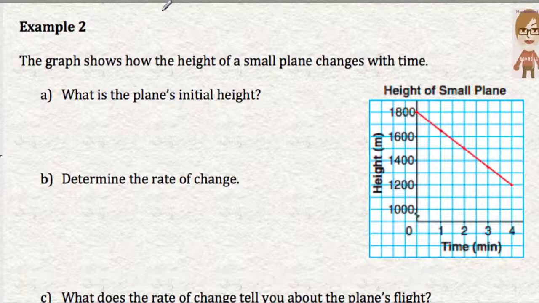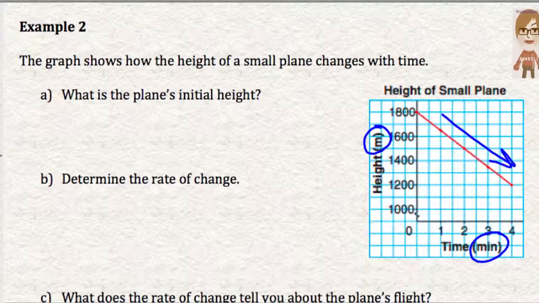Example 2, the graph shows how the height of a small plane changes with time. This one's a little different because the line is going down. What that tells me is height per minute. It tells me that the height of the plane is actually going down. The plane is becoming closer to the ground. So what is the plane's initial height? Okay, the graph tells you that. If you look where the line starts, right there, the initial height must be 1,800 meters.